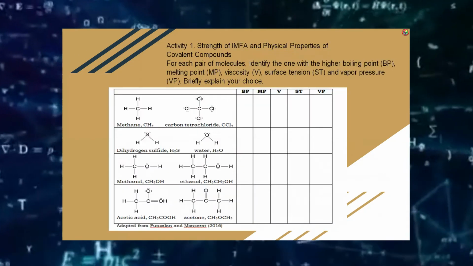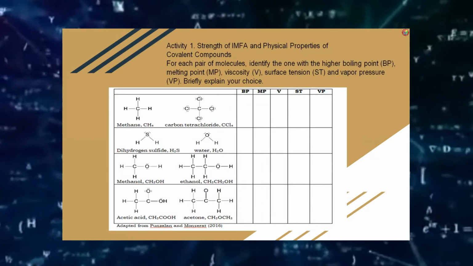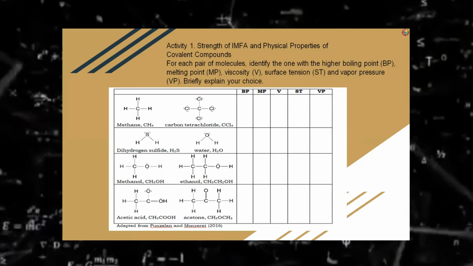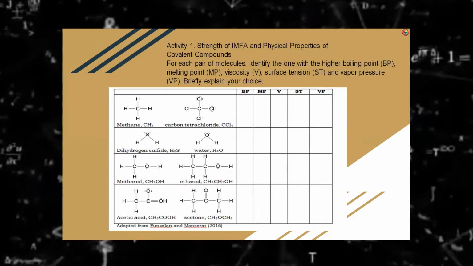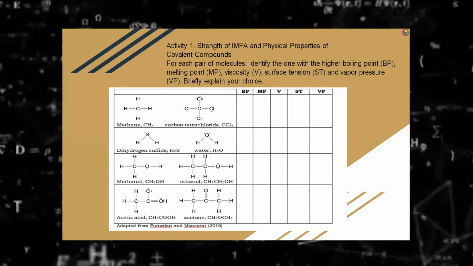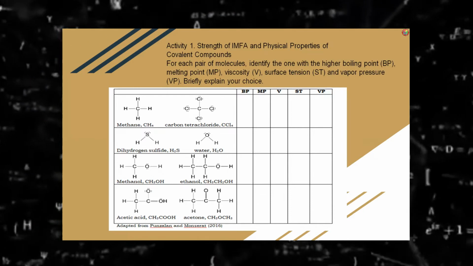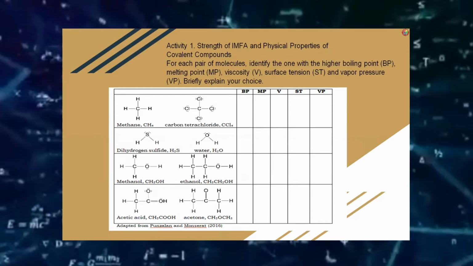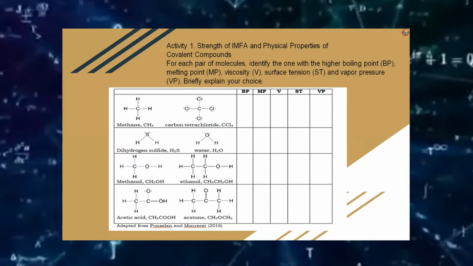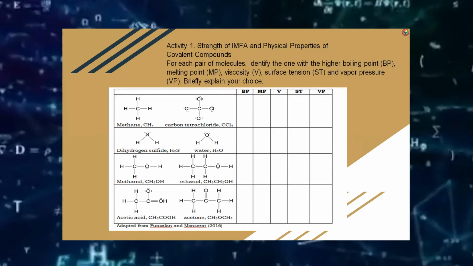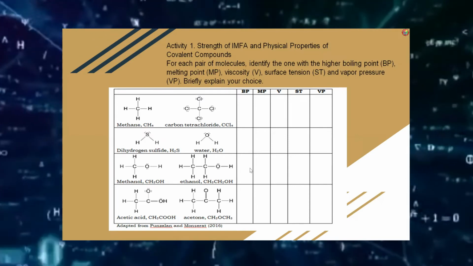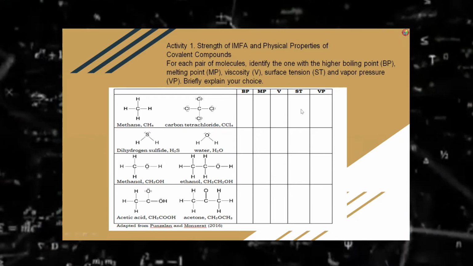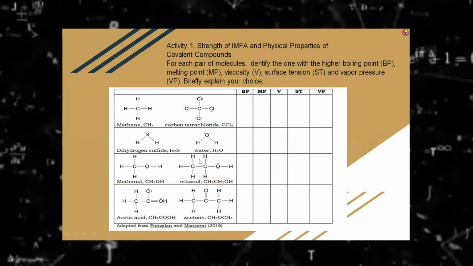Now, for our activities for this day, we have activity one, strength of IMFA and physical properties of covalent compounds. For each pair of the molecules, identify the one with the higher boiling point, that will be the BP, melting point, MP, viscosity is V, surface tension is ST, and vapor pressure is VP, and briefly explain your choice. So this is it. Fill in the BP, MP, V, ST, VP based on these illustrations and diagrams.